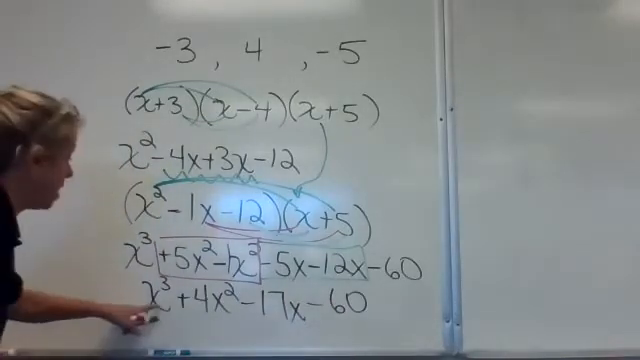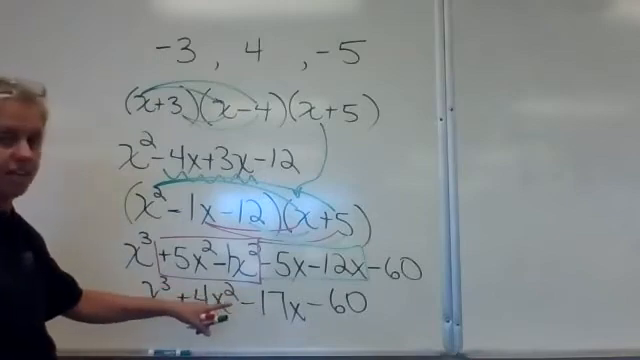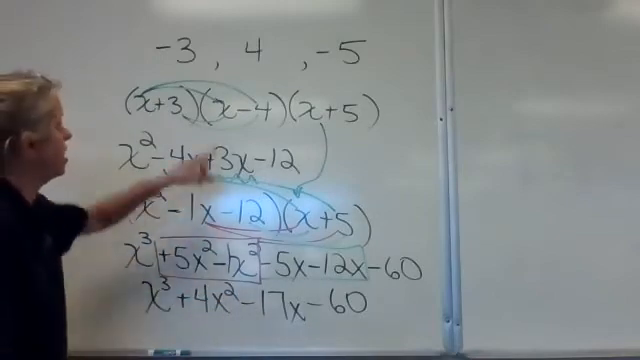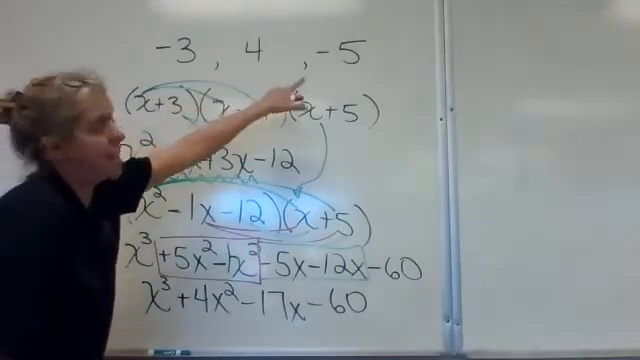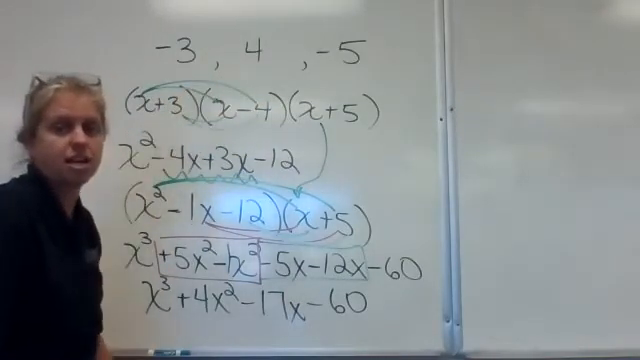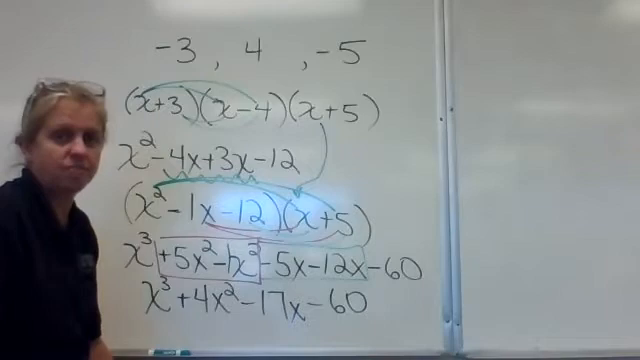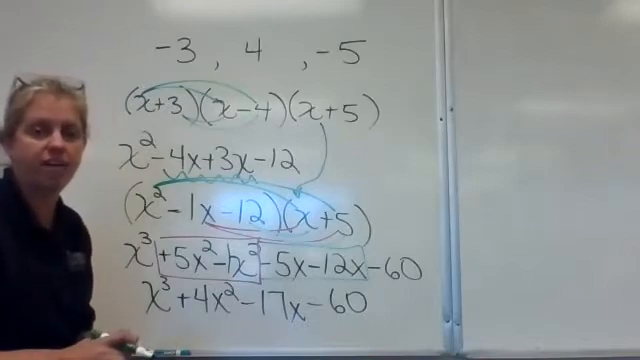So this is the function that if you graphed it in your graphing calculator, it's going to cross through the x-axis at those three numbers, at -3, +4, and -5.